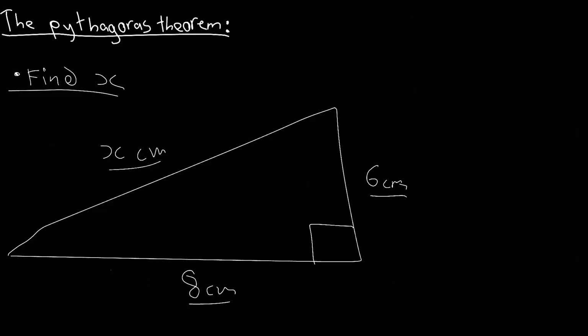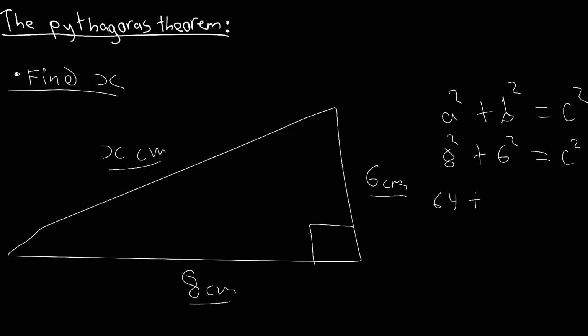So following the Pythagoras theorem, we'd write down A squared plus B squared is equal to C squared. And as explained before, these A's and B's, the order doesn't really matter, so I can say either 8 squared plus 6 squared or 6 squared plus 8 squared. So let's say 8 squared plus 6 squared gives me C squared. And now we turn the 8 squared and 6 squared into their actual respective numbers. 8 squared is 64, as 8 times 8 gives me 64. And 6 squared is 36, as 6 times 6 gives me 36.